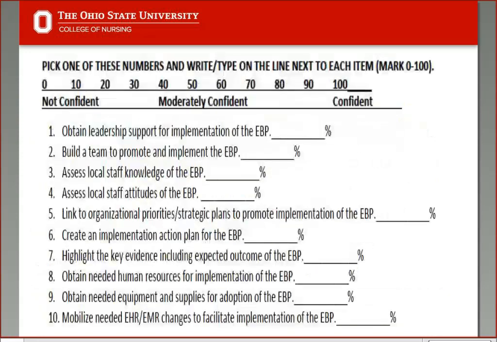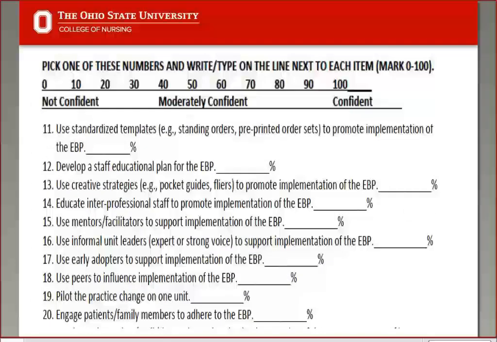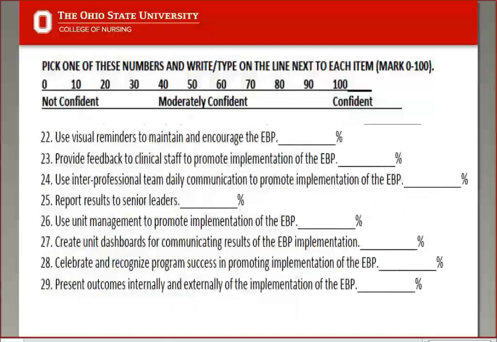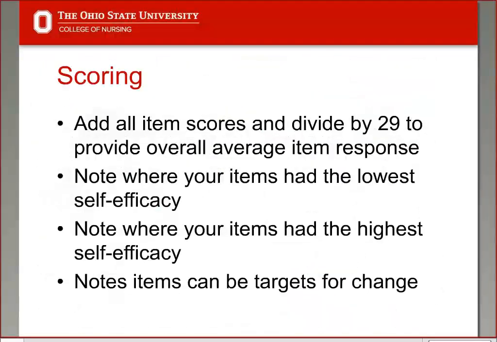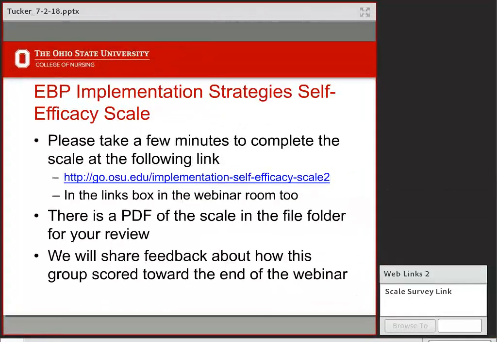So the next few slides just show the actual scale, but you have it in the link, and I'm going to go back to that slide so that you can actually use the link if you wish. So I'm just going to give you 2 minutes to complete this. It shouldn't take you very long, and you're going to use the scale of 1 to 100 in terms of how confident you are, or what your self-efficacy is, for each of those items that are related to implementation.